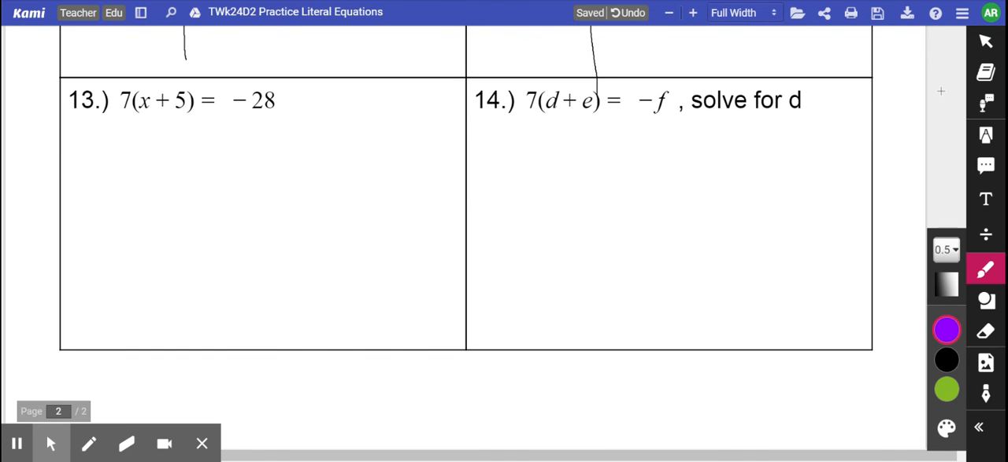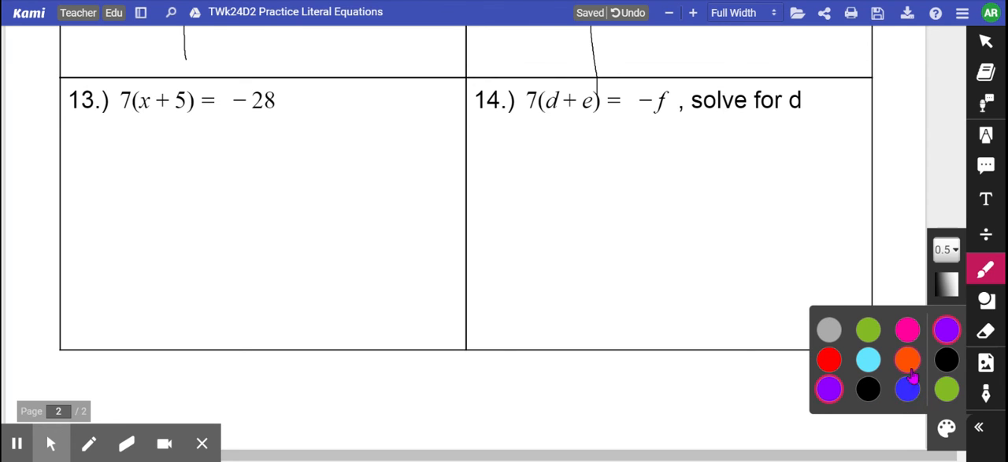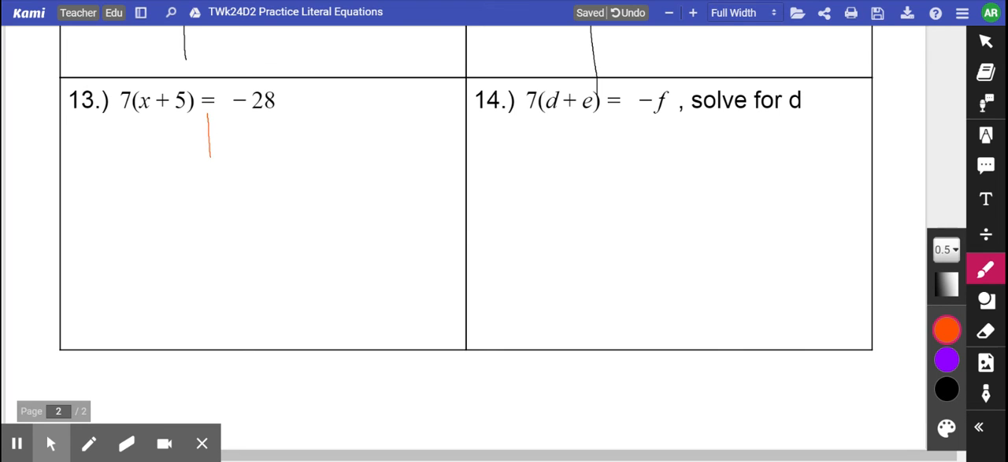13 and 14, there are 2 different ways to solve this. You can distribute, but I'm going to show you the lazy way, the faster way, in my opinion. So we have 7 times x plus 5 equals negative 28. I see this 7 is being multiplied to the group. So I can actually get rid of this 7 first by dividing. This leaves me x plus 5 equals negative 4. Now my next step would be to subtract this 5. And we get x is equal to negative 9. Okay, if you would rather distribute, 100% do that.